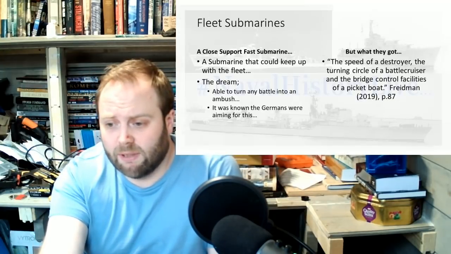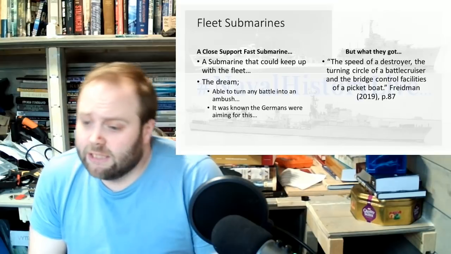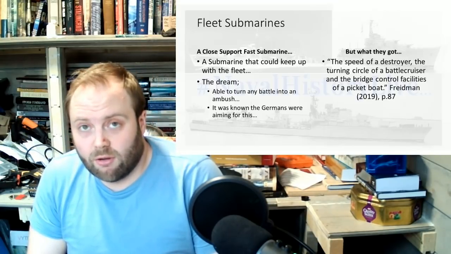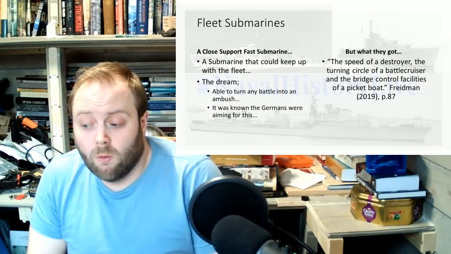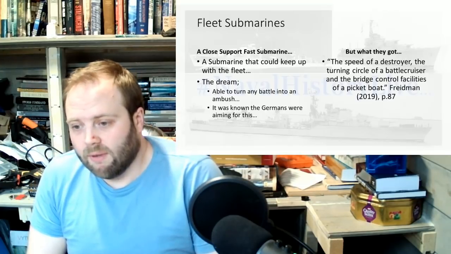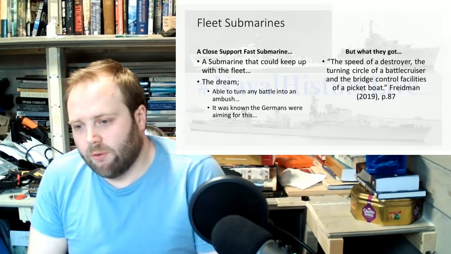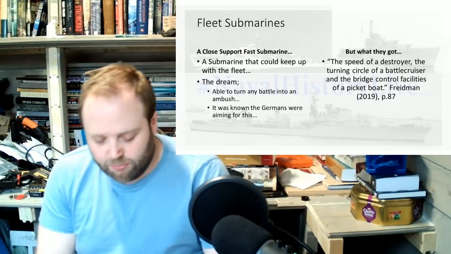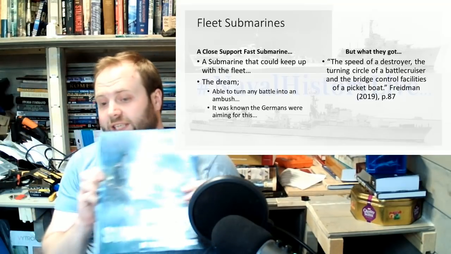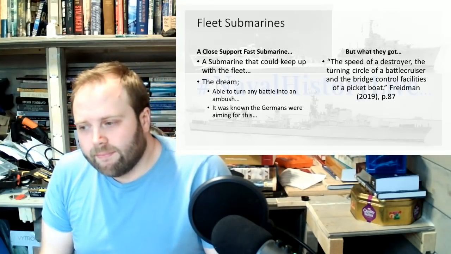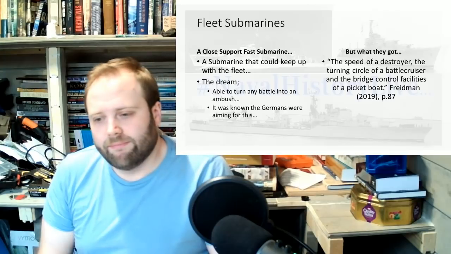If we go back to the beginning, the quote given is, "The speed of a destroyer, the turning circle of a battlecruiser, and the bridge control facilities of a picket boat." Now, I would say that particular WAG, which Norman Freeman quotes in his book, and this is the Genesis book I'm using for this particular discussion, is a little bit on the harsh side.